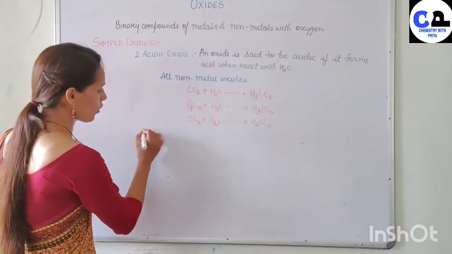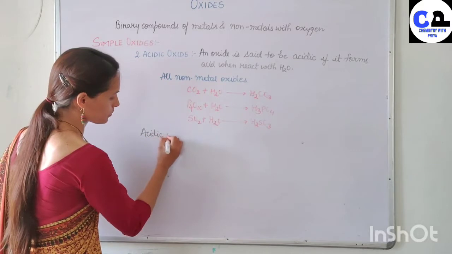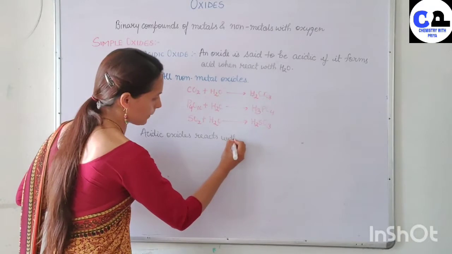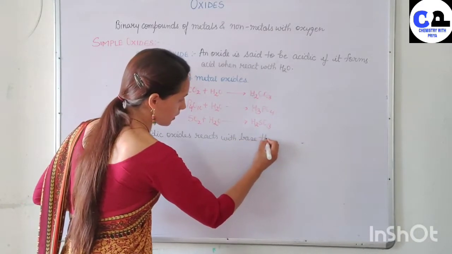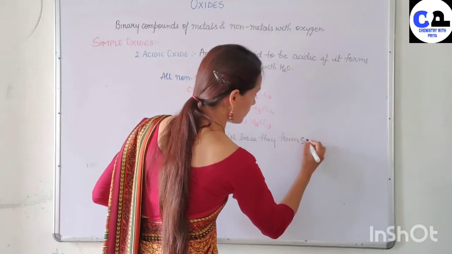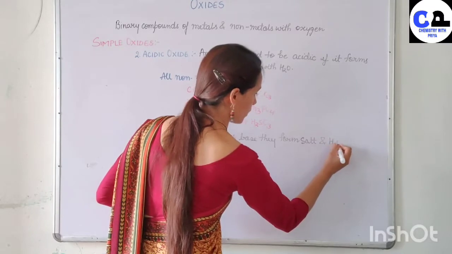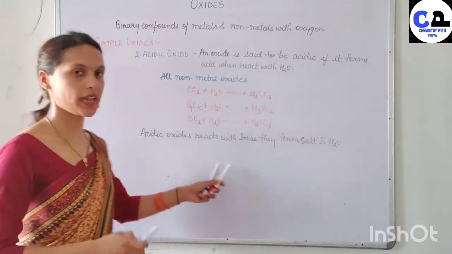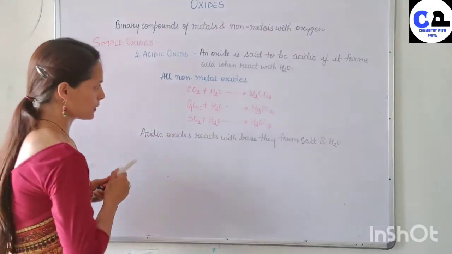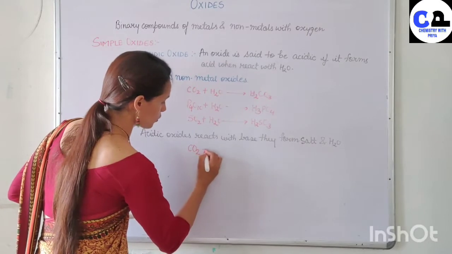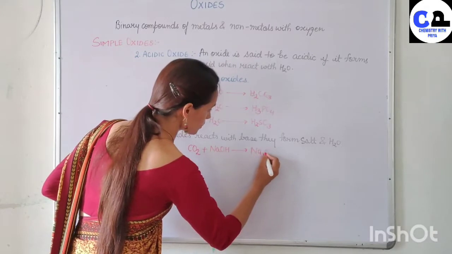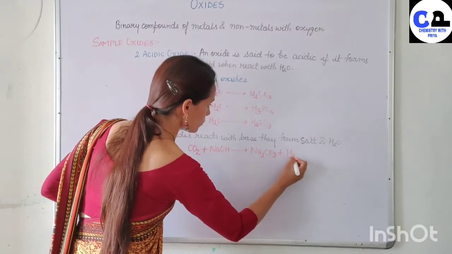And when acidic oxides react with a base, they form salt and water. For example, CO2 when reacted with NaOH forms Na2CO3 plus H2O.